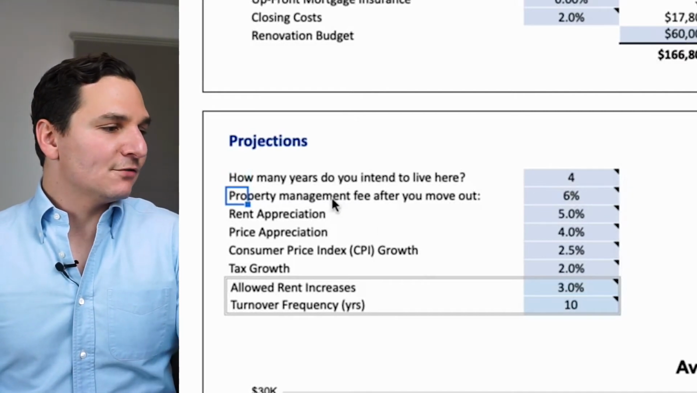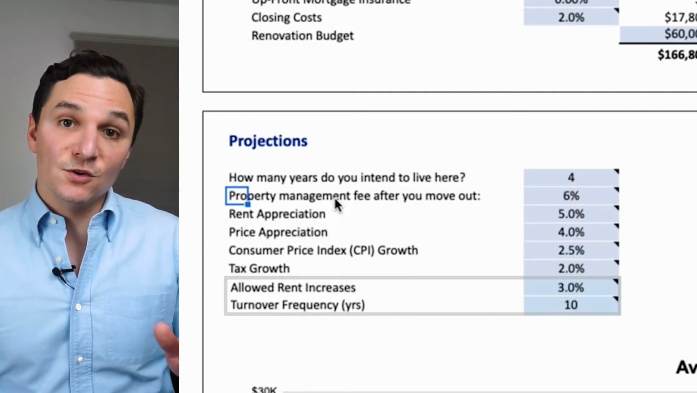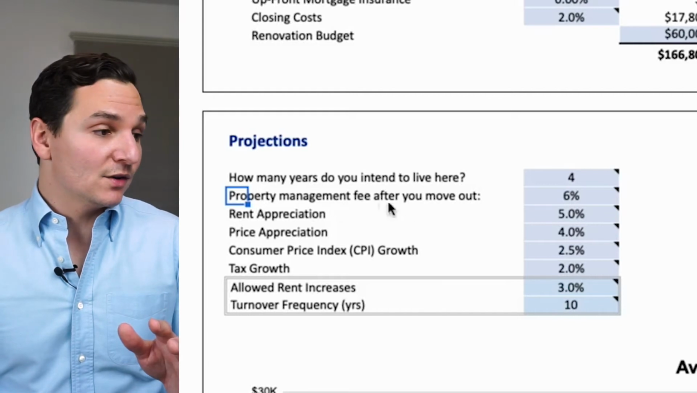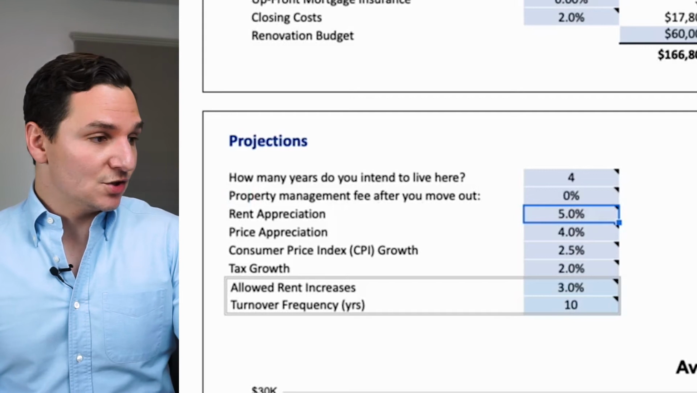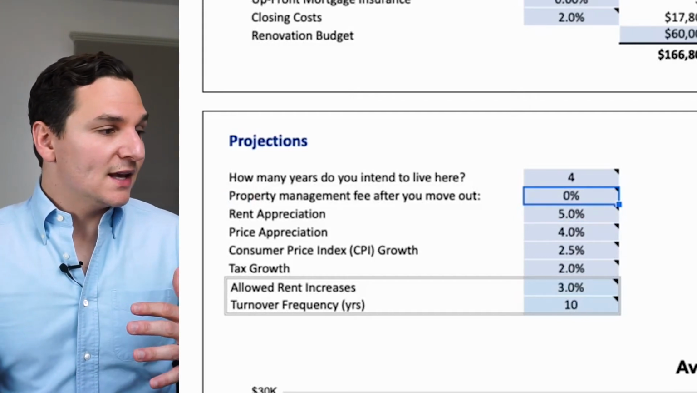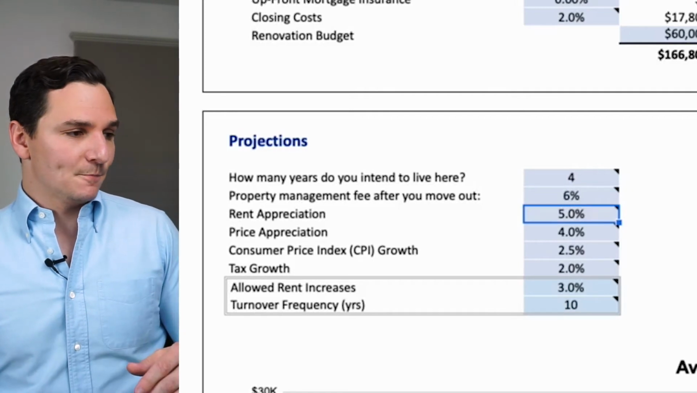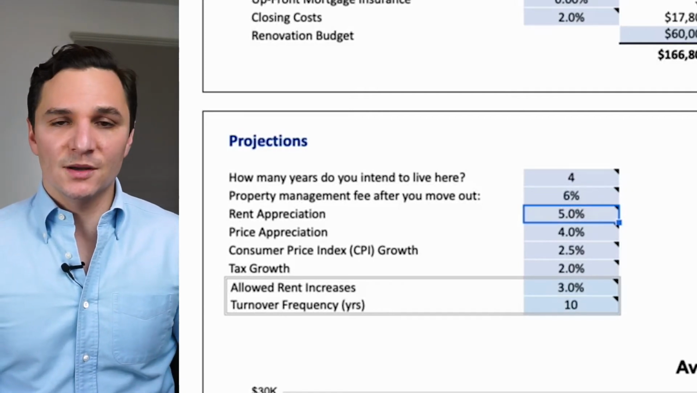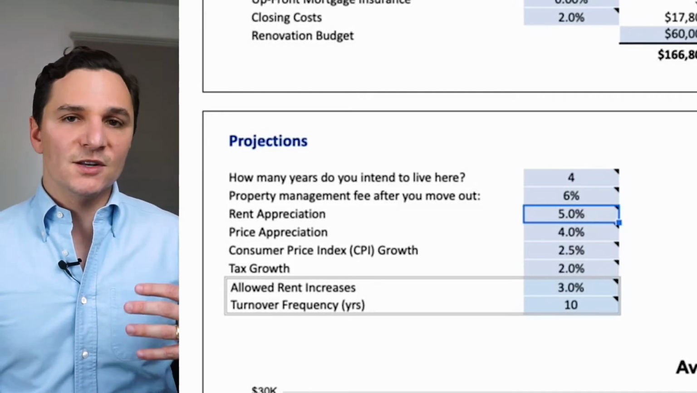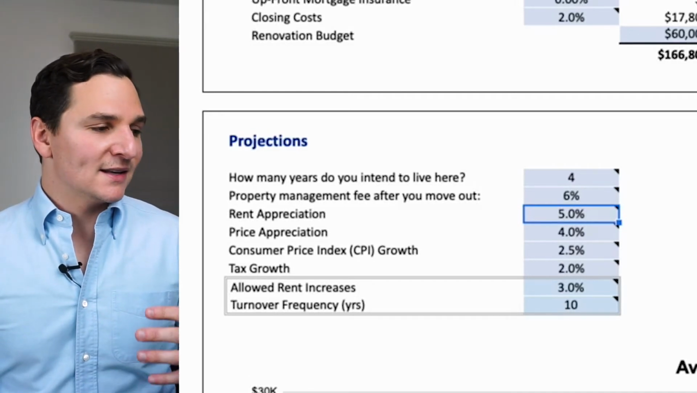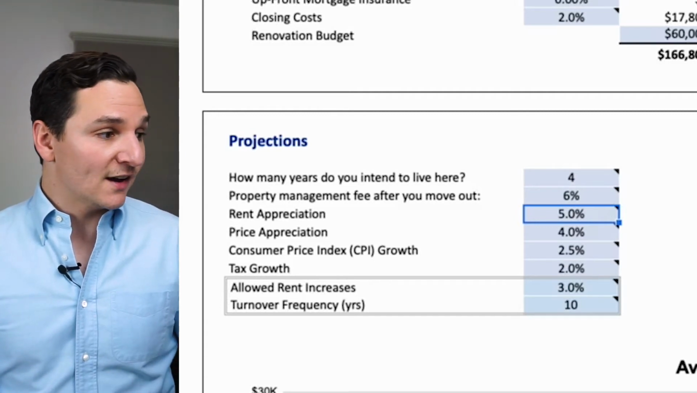Property management fee after you move out. If you intend to self-manage after you move out, make this 0. However, if you don't want to self-manage after you move out, put in the property management fee that's typical for your market. In Los Angeles, that's 6%. Now we have the rent appreciation number. This is how much rent grows every year. In most Midwest markets, it might be 2 or 3%. In Los Angeles, over the past decade, it's been 5% and above. So for our Los Angeles listing, we're putting in 5%.